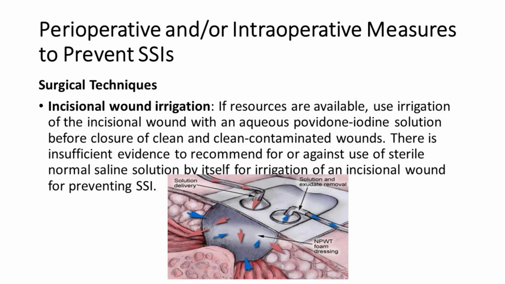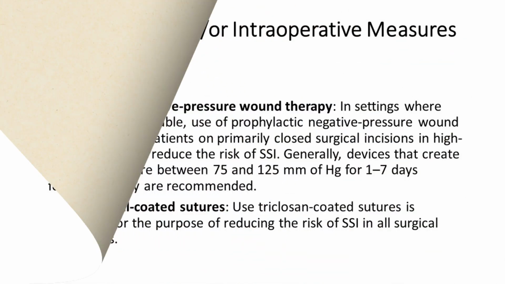Incisional wound irrigation. If resources are available, use irrigation of incisional wounds with an aqueous povidone iodine solution before closure of clean-contaminated wounds. There is insufficient evidence to recommend for or against use of sterile normal saline solution by itself for irrigation of an incisional wound for prevention of SSIs.